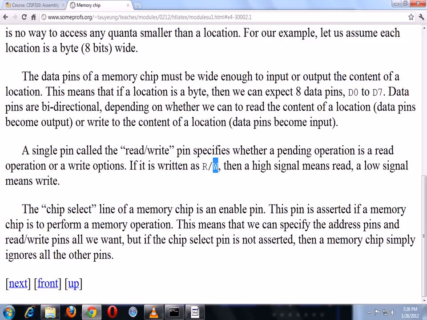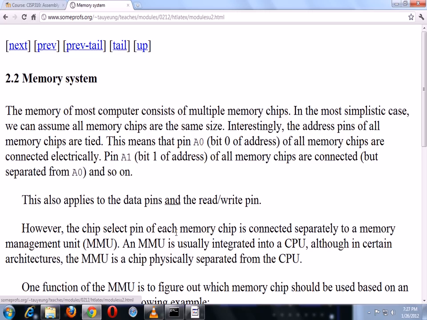This means we can specify the address pins and read-write pins all we want, but if the chip select pin is not asserted, then the memory chip will simply ignore them. It's standing there, it's interpreting all the signals, but it's not doing anything because nobody tells it to actually do anything. Okay, so it'll be clear how all of these things connect.